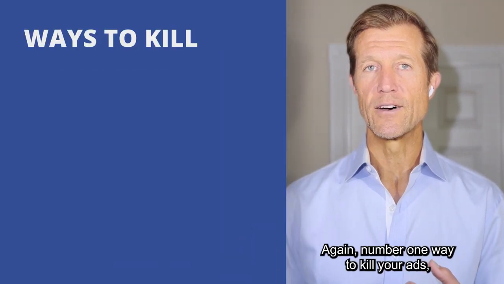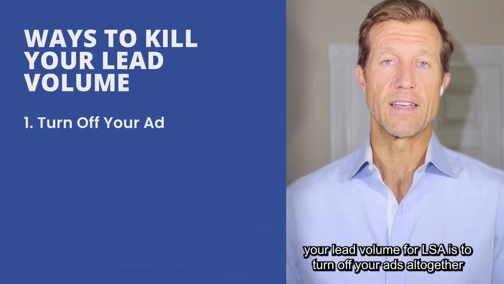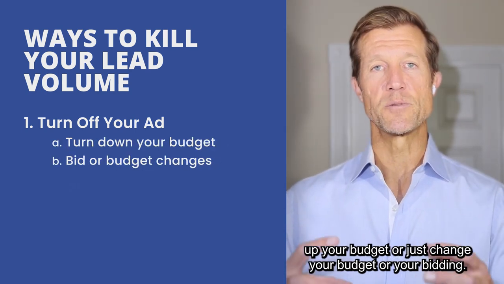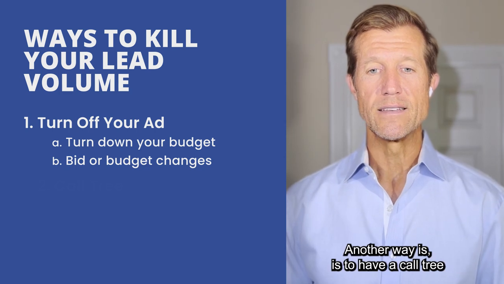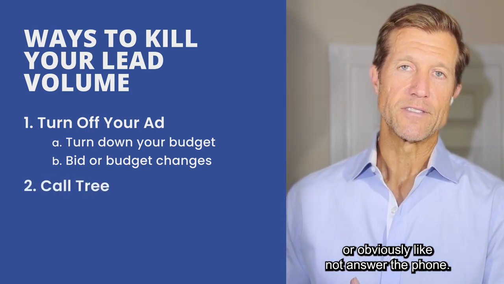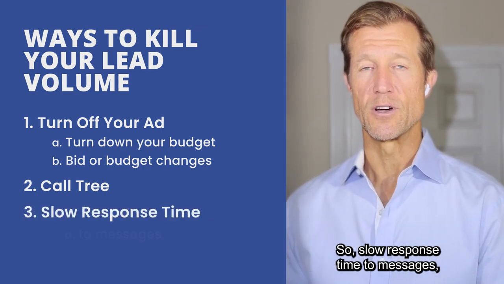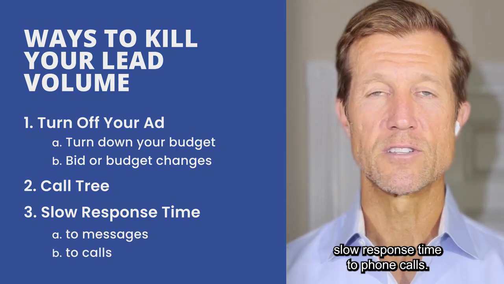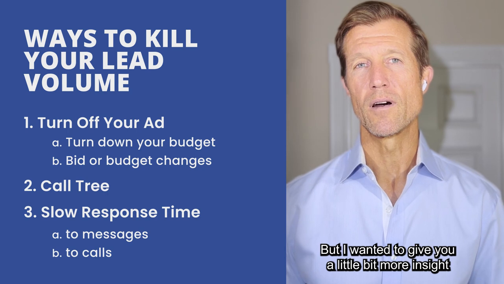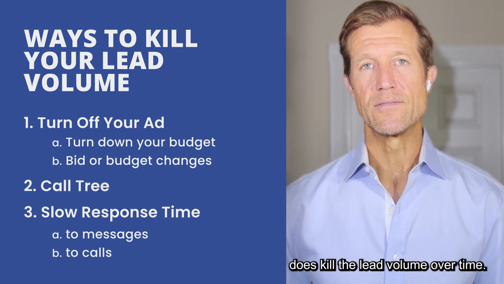Again, number one way to kill your lead volume for LSA is to turn off your ads altogether, or turn down your budget, or turn up your budget, or just change your budget or your bidding. Another way is to have a call tree, or obviously not answer the phone. And then another one is slow response time to messages. So slow response time to messages, slow response time to phone calls. Those are the real killers, but I wanted to give you a little bit more insight into some other things that we're seeing that really do kill the lead volume over time.